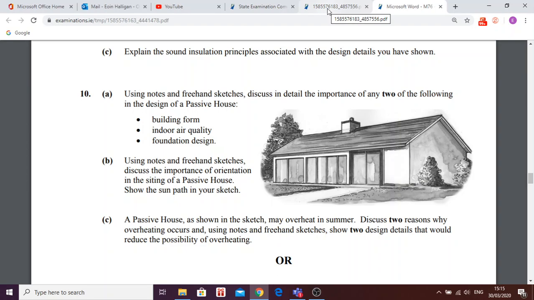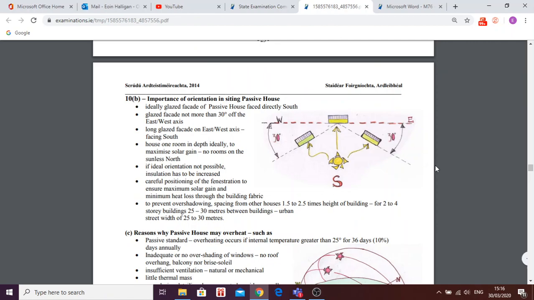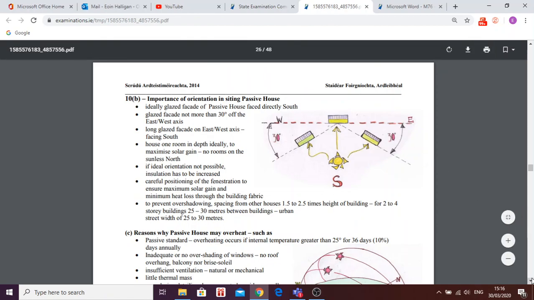What can you do to lessen it? Discuss two reasons why the overheating would occur, and then show two design details that would reduce the possibility of overheating. Okay, so why does it occur?